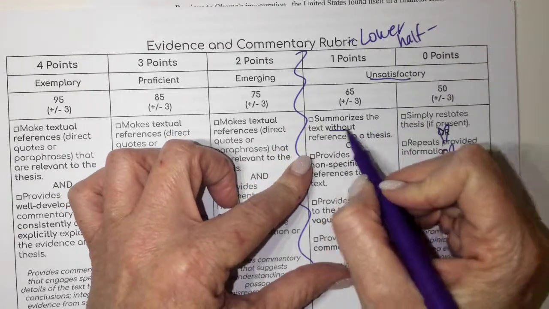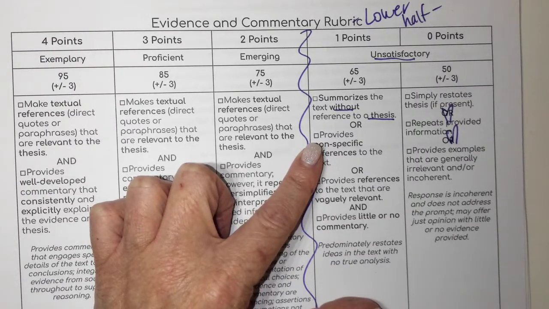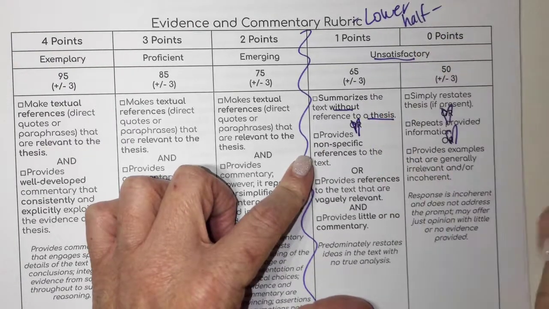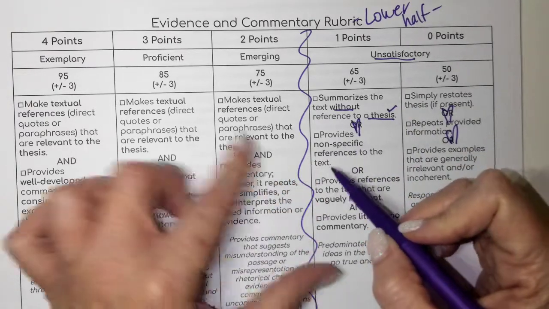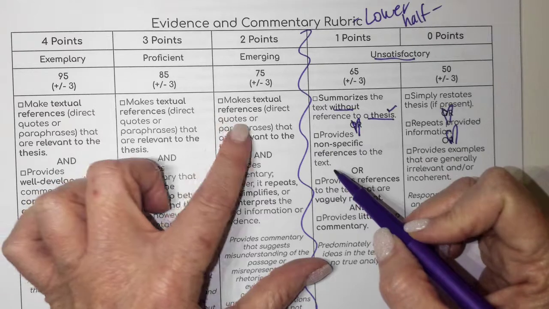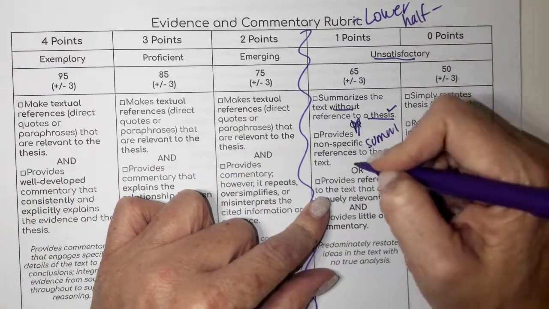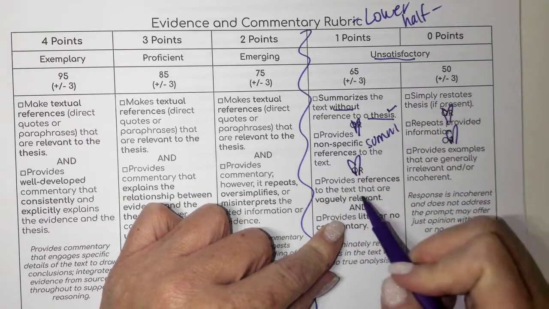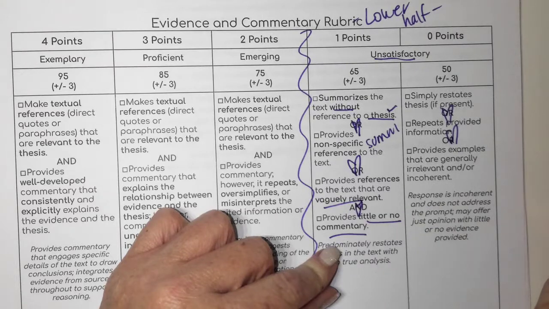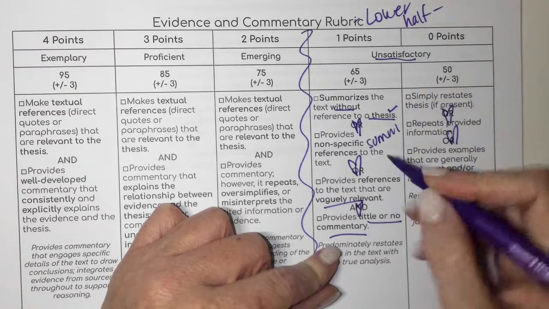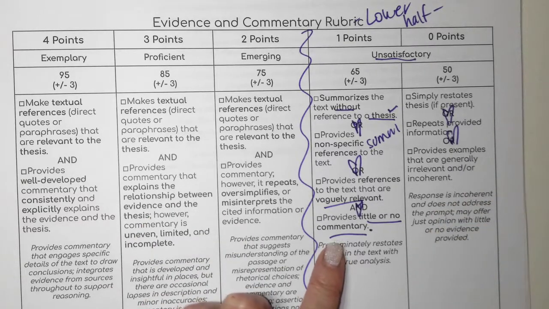Summarizes the text without a reference to a thesis. I think most of us are going to be able to get the thesis point. Notice, or, so you could have a thesis, but you could provide non-specific references to the text, where, notice the next one is like textual evidence. So this is just going to be a lot of summary or paraphrasing, or references to the text that are vaguely relevant and provide little or no commentary. So we can do any one of these and this. All right. Honestly, I don't think we're going to be in the 1.